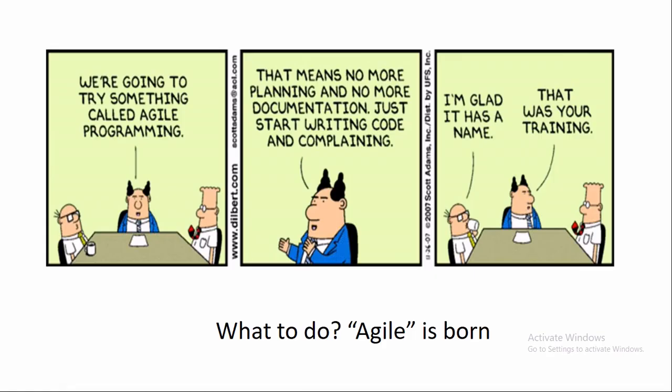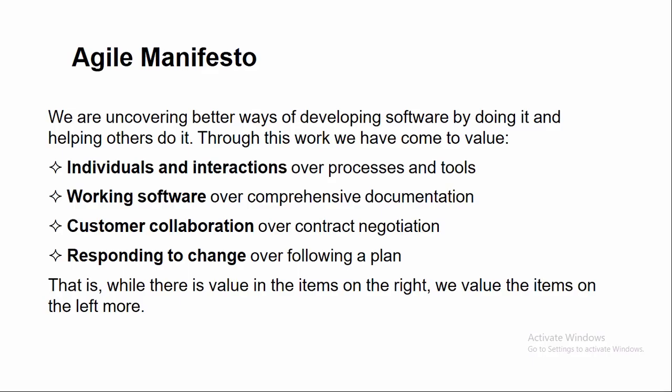Yes. So what to do, and why is Agile born? You can see here, this image explains why Agile methodology was born. First of all, one man says that we are going to try something called Agile programming. Means what? No more planning, no more documentation, just start writing code and compile it. So that's why Agile is born. So basically, Agile is what? Our highest priority is satisfying the customer. So we directly see, yes, the Agile Manifesto, just as I told you.